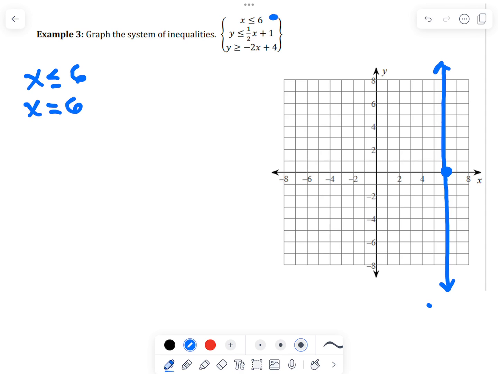I'm going to write what that equation is of that line. And then I'm going to shade it. And saying x is less than or equal to, so less, left.